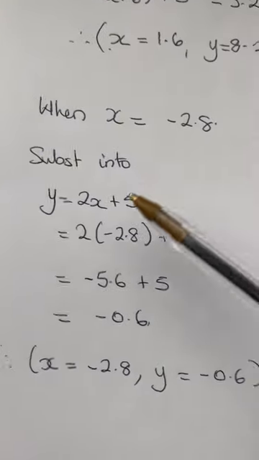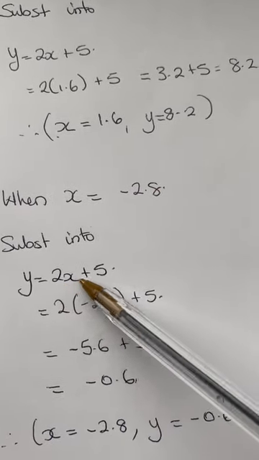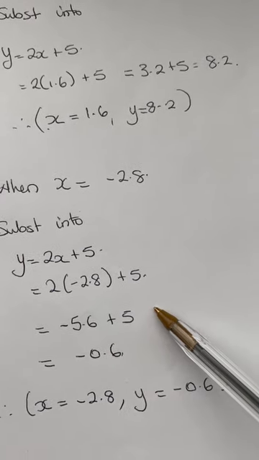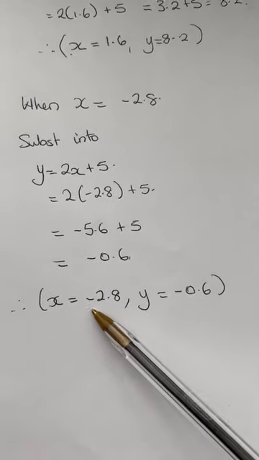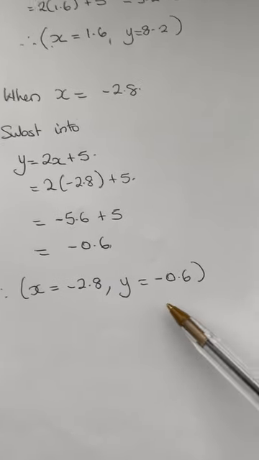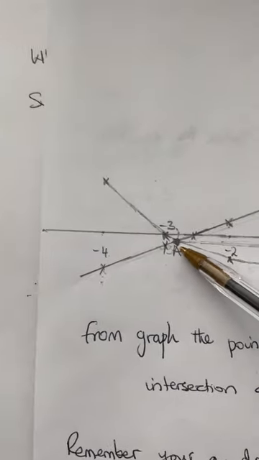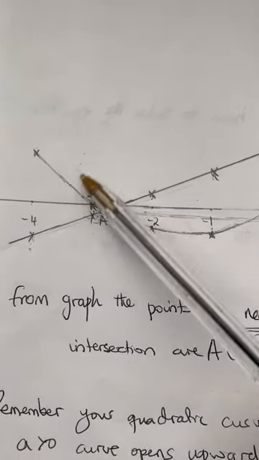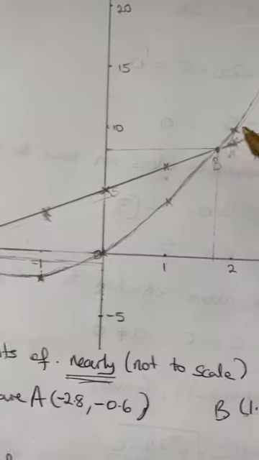Now, the second part is when x is minus 2.8, y will be 2 times minus 2.8 plus 5. So minus 5.6 plus 5, which will be minus 0.6. So when x is minus 2.8, y will be equal to minus 0.6. So that would be the second point here, B. So x is minus 2.8 and then minus 0.6. So on the graph, we found these two points. Even though it's not to scale, we've got the A and the B.